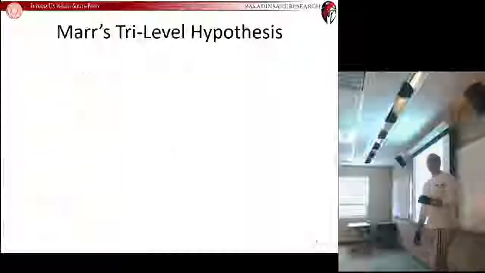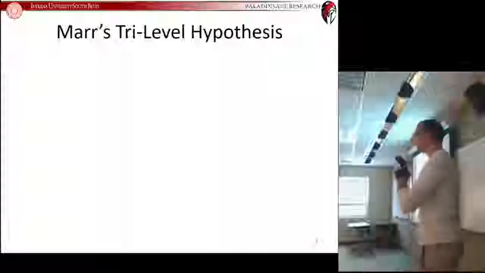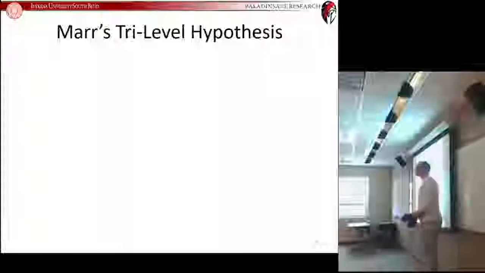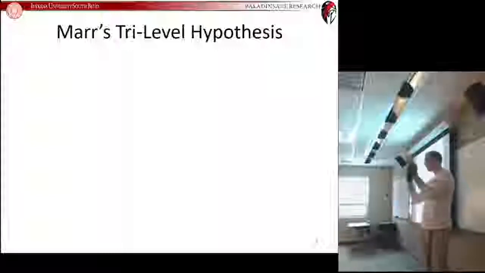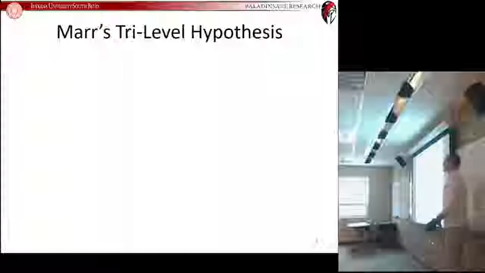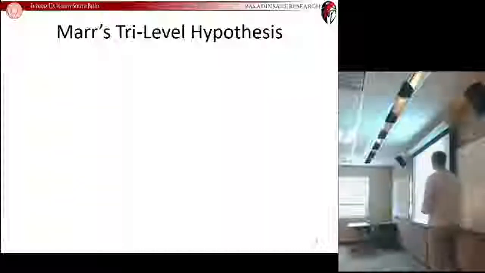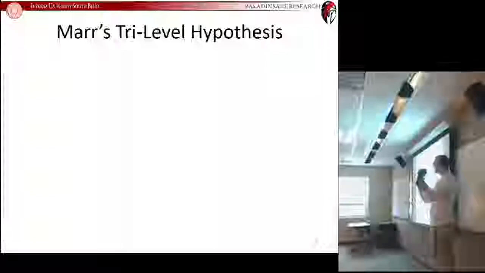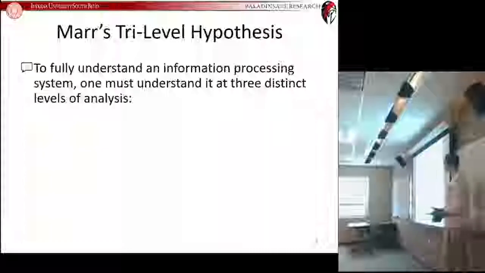All right, so how are we going to understand this? Well, we're going to illustrate our approach using Marr's tri-level hypothesis. So Marr was a researcher, he was a psychologist, he was in perception. He made massive contributions to the field of perception. He died way young. I believe he died in his 30s, unfortunately. But he did make a massive contribution also to just a general idea of what it constitutes for us to understand something in psychology. And it was called Marr's tri-level hypothesis.